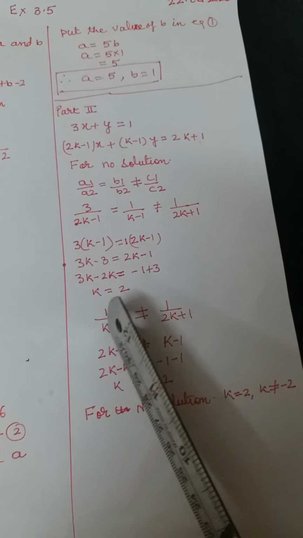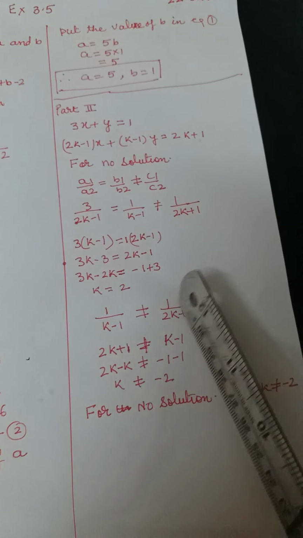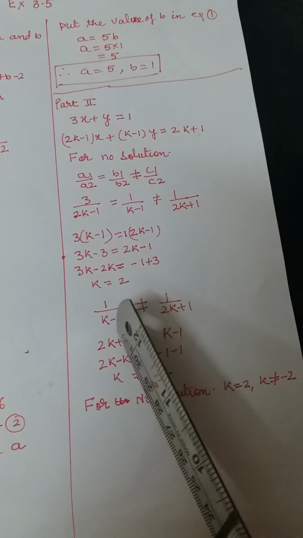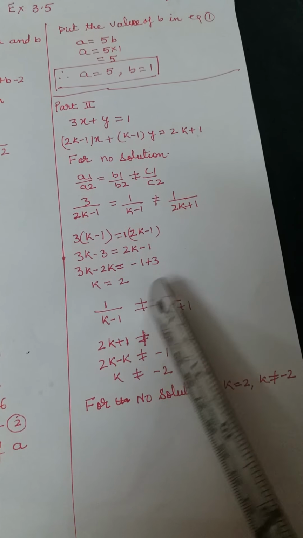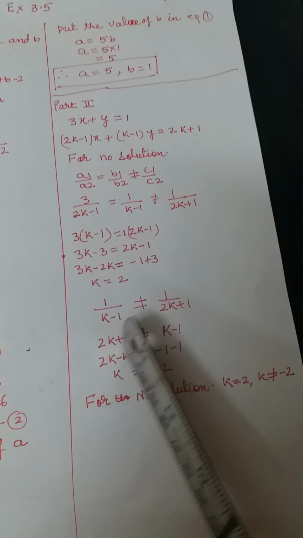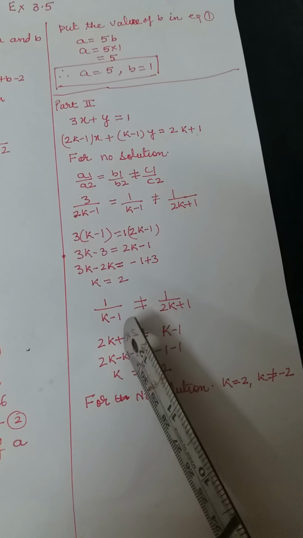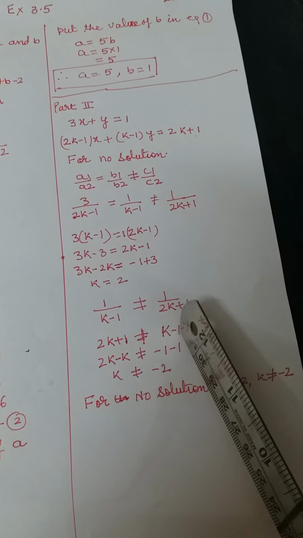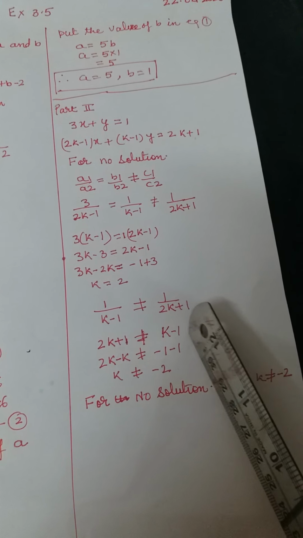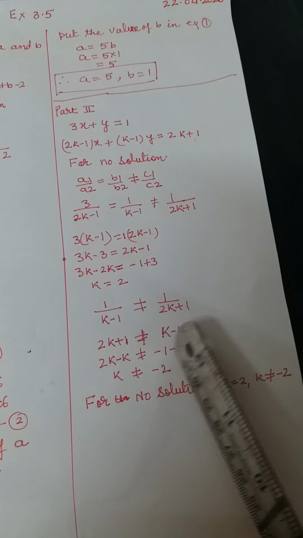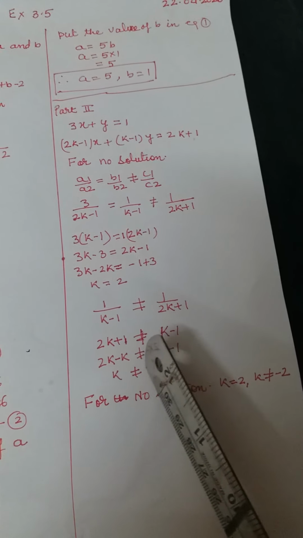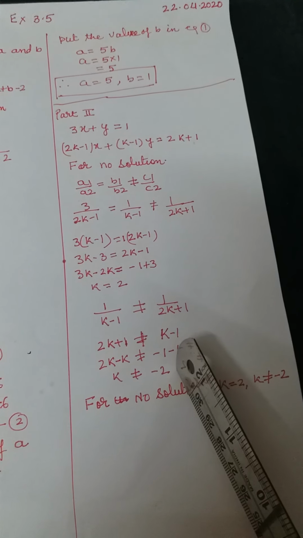Now compare b1 upon b2 with c1 upon c2. As you know, for no solution, b1 upon b2 is equal to, and the not equal to sign will come, c1 upon c2. Then after solving it, it will come k plus 1 not equal to 2k minus 1. Then this k will come to the left hand side, and minus k, 1 is already there, and this plus 1 will go to the other side, it will be minus 1. Then k will not be equal to minus 2.